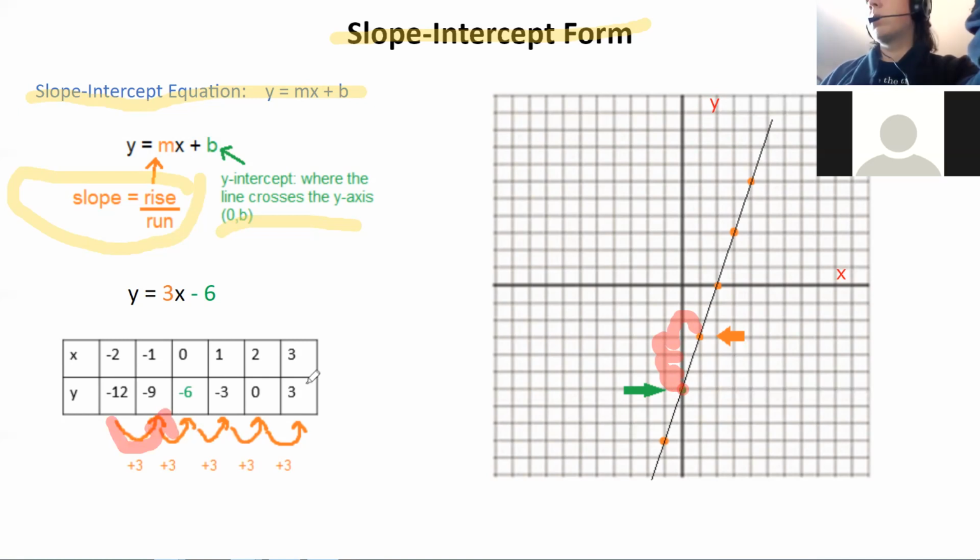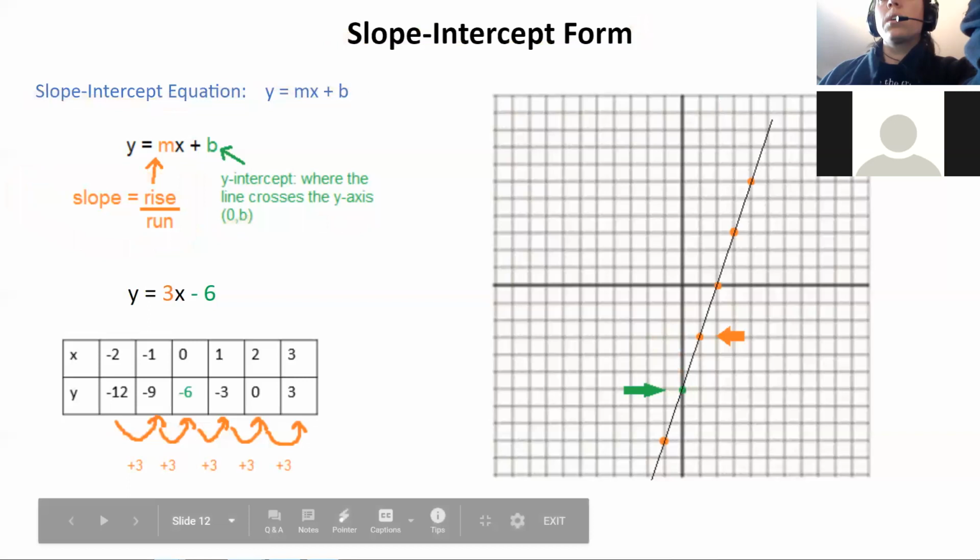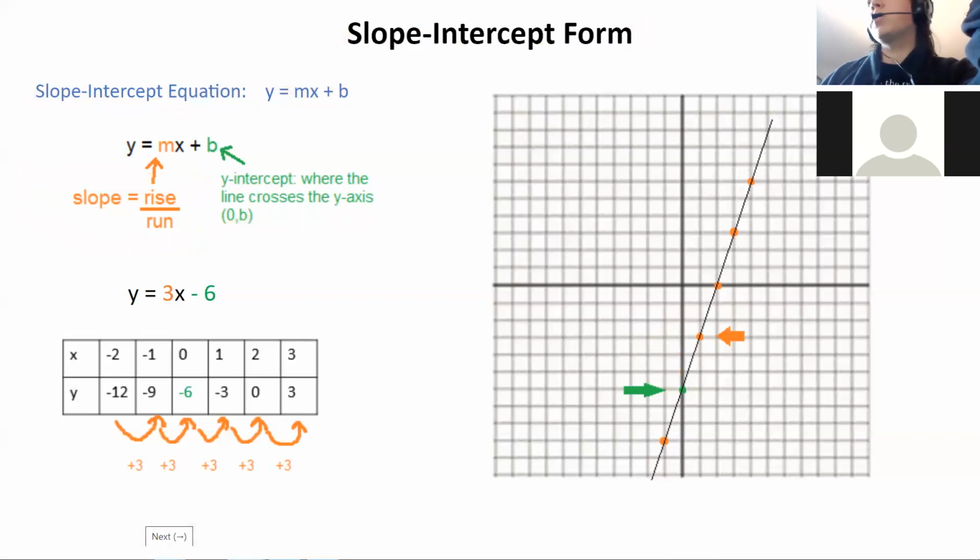Okay. So remember, if you wanted to find the slope, all you really got to do is find how the graph is changing to get through the different y values. Cool. Any questions on slope-intercept form?